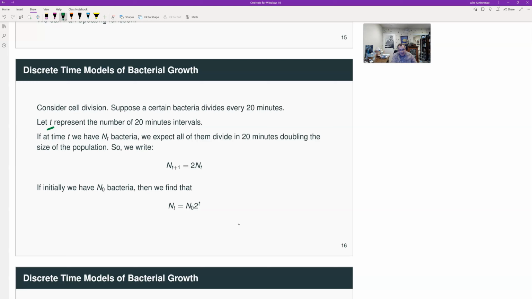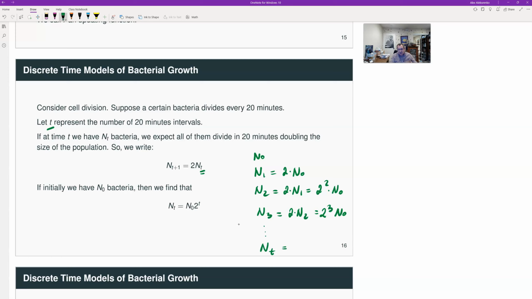So every time the cell divides, the number of cells multiplies by 2. So in particular, if at some point in time we had N of t bacteria, after 20 minutes, at the moment of time t plus 1, we will have twice as many. Now, if we have N0 at the beginning, then we have N1 equals 2 times N0. Then we have N2 equals 2 times N1 equals 2 squared times N0. Now, N3 would be 2 times N2 equals 2 cubed times N0, and so on and so forth.